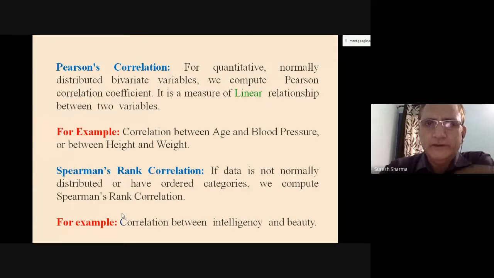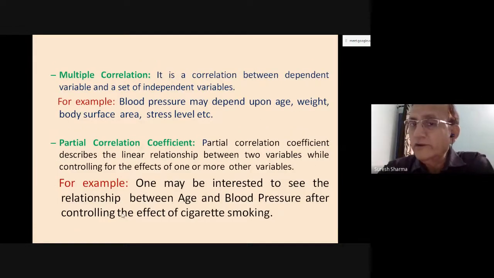So Pearson correlation coefficient, I have already explained. Spearman's rank correlation coefficient, I have already explained. Partial correlation coefficient, multiple correlation coefficient, all these things I have already explained. Like multiple correlation coefficient, one variable depends upon a number of factors.